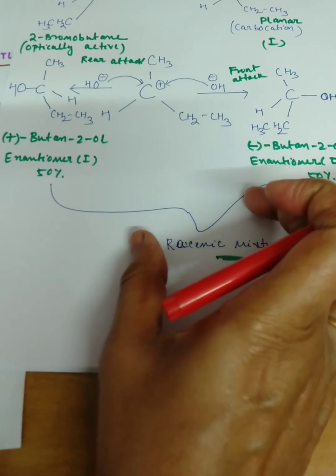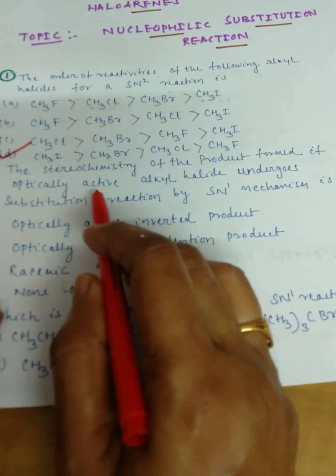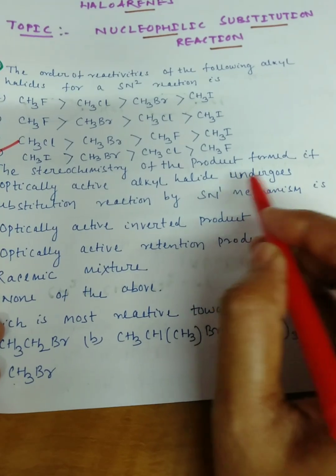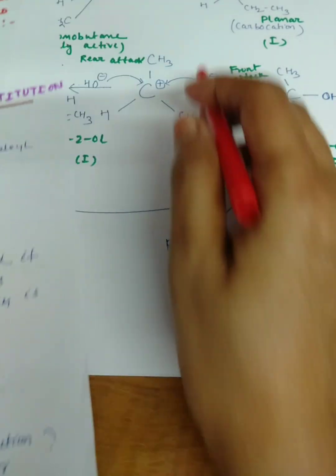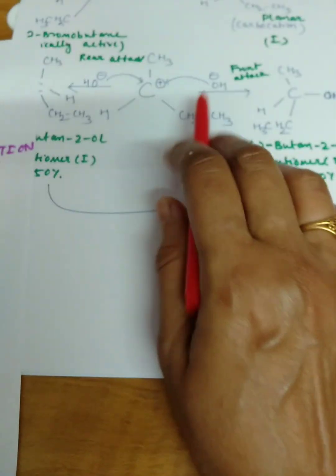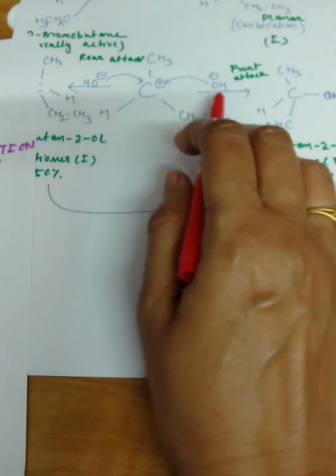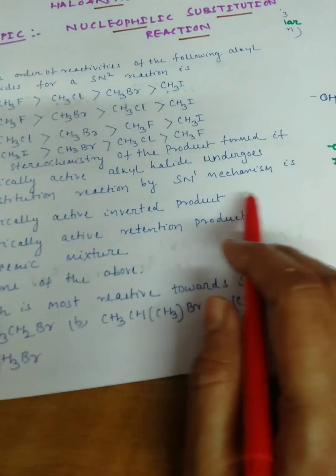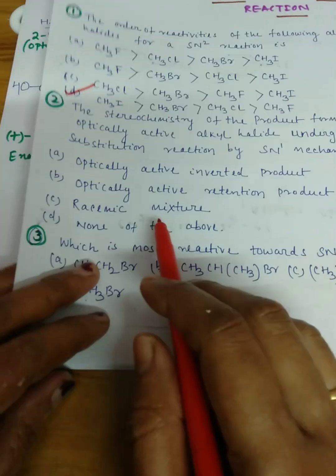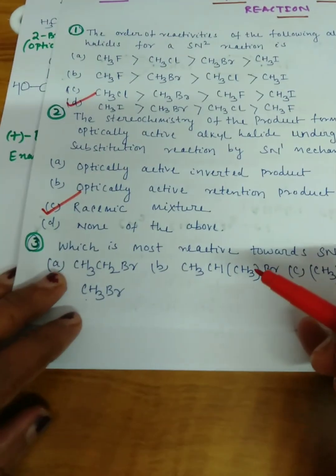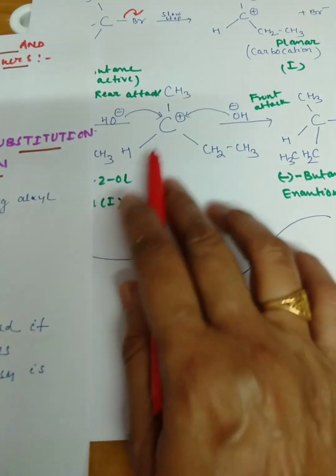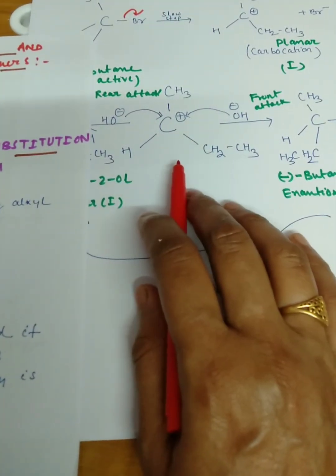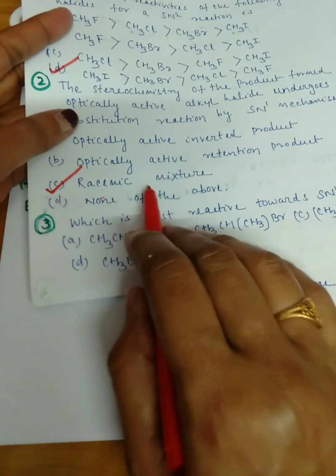According to the question, the stereochemistry of the product formed if an optically active alkyl halide undergoes substitution reaction by the SN1 mechanism, after the formation of the carbocation, is dash. So the answer is a racemic mixture. It is a racemic mixture due to the formation of the planar carbocation. That is why the answer will be a racemic mixture.